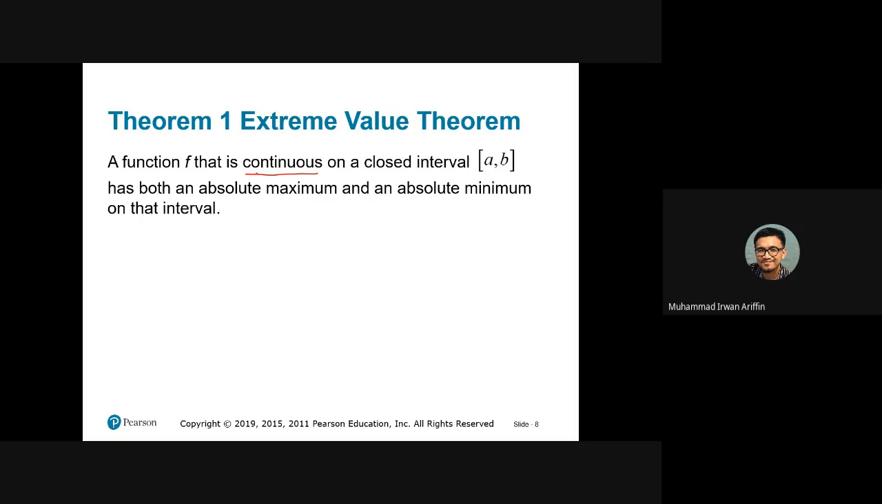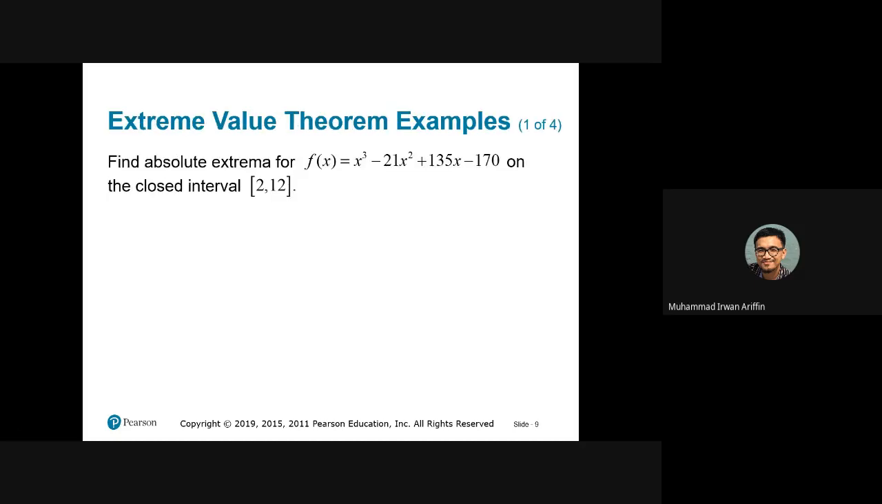Now, if this function is continuous, for sure we know that there must be an absolute maximum and an absolute minimum within this interval. So within this interval, surely there must be a point where the graph is the highest or the lowest since it is continuous. Okay, so let's have a look at this example. We have a polynomial function of degree 3, a cubic function, x to the power of 3 minus 21x squared plus 135x minus 170 on the closed interval from 2 to 12.